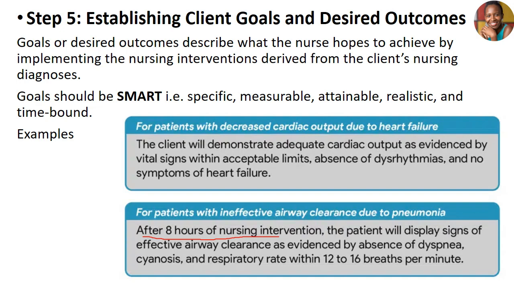So let's tick this diagnosis by looking at, have they achieved our smartness? Is it smart? There's time specificity, nice, so 8 hours. Are they showing the measurability of criteria? Is there what they expect to see? So there's display of outcome. So there's effective airway clearance with evidence of absence of dyspnea. There's no cyanosis. The respiratory rate has been achieved back to 12 to 16 breaths per minute. This is good. This is good.